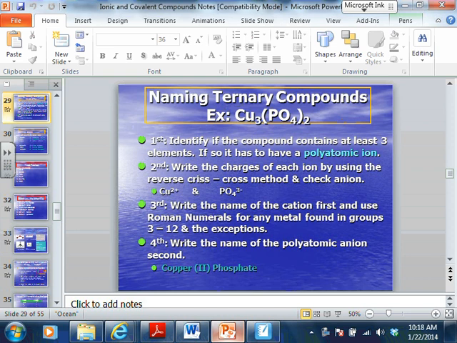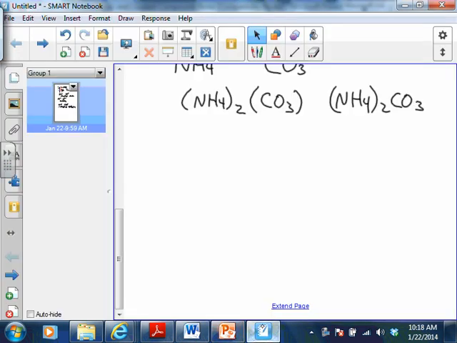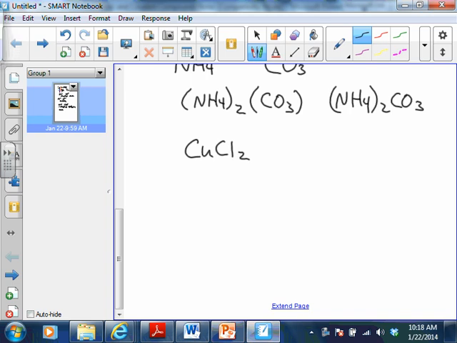If there are 3 or more elements in the compound, there's probably a polyatomic ion. Does that make sense? So you count the number of elements in the compound. Let me give you an example here. CuCl2? That's just 2, okay? No polyatomic ion there.